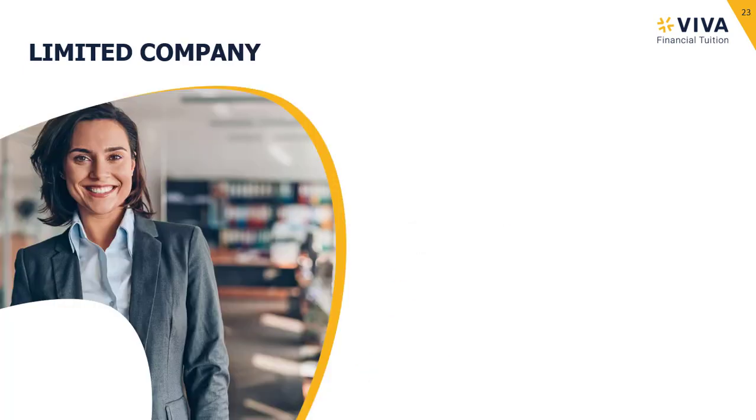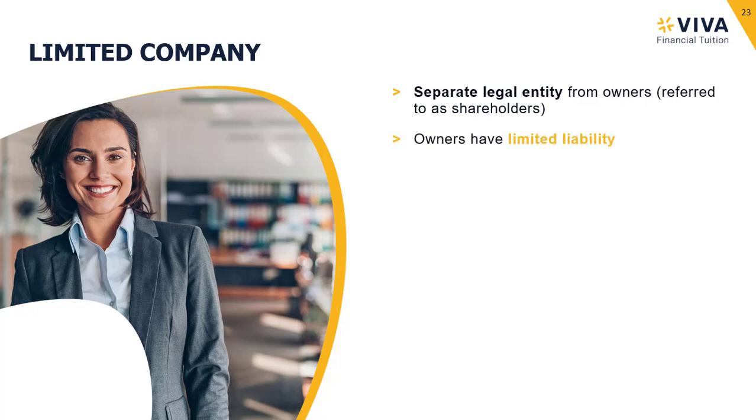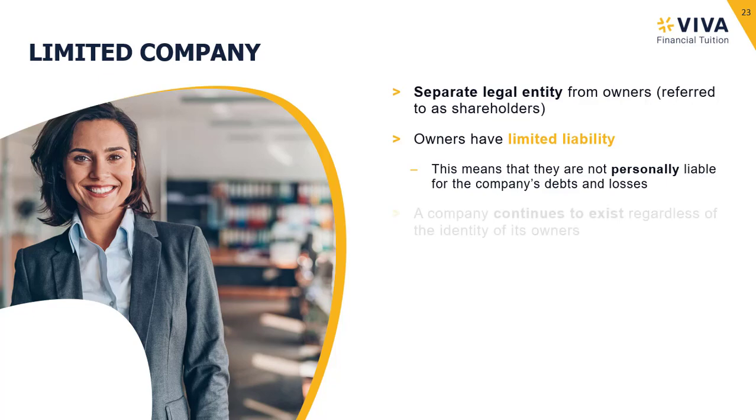Third type of business, the limited liability company, which is the most important one as far as the syllabus is concerned. A limited liability company is a separate legal entity from its owners. So the shareholders and the company are legally separate. The owners have limited liability. This means they are not personally liable for the company's debts and losses. The company is liable for its own debts and losses. The owners are only liable for the amount they've invested in the company. So if you invest £1 or $1 in a company, that's all you're subject to lose.